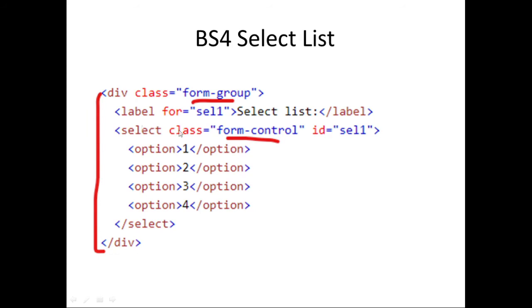So example, so we have form group, then label for this label, so the same with the previous input controls. Then instead of input, we use select class, then ID, then these are the options. These are a list of options that can be selected by the user. So select and then slash select, and inside select slash select we have the options.